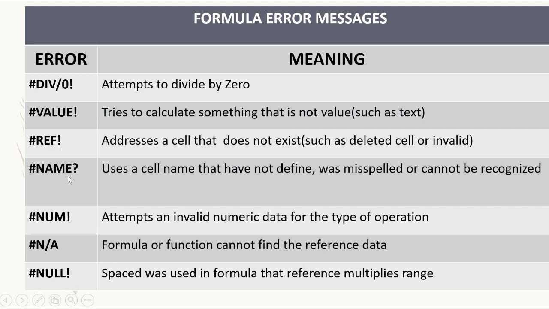Okay, next. Number symbol name uses a cell name that has not been defined, was misspelled, or cannot be recognized. Okay, gumamit ka daw ng cell name. Okay, so meron tayong cell name that is the column and the rows. For example, column O5, ginamit mo daw siya pero hindi mo naman daw na-defined or mali daw yung spelling na ginamit mo. So, ang lalabas is hashtag name. Okay, next, hashtag num or num attempts an invalid numeric data for the type of operation. So, gumamit daw tayo ng invalid numeric data. So, pag sinabi natin numeric data, that is number only, dot, comma, and the currency, and the last one is the decimal point.